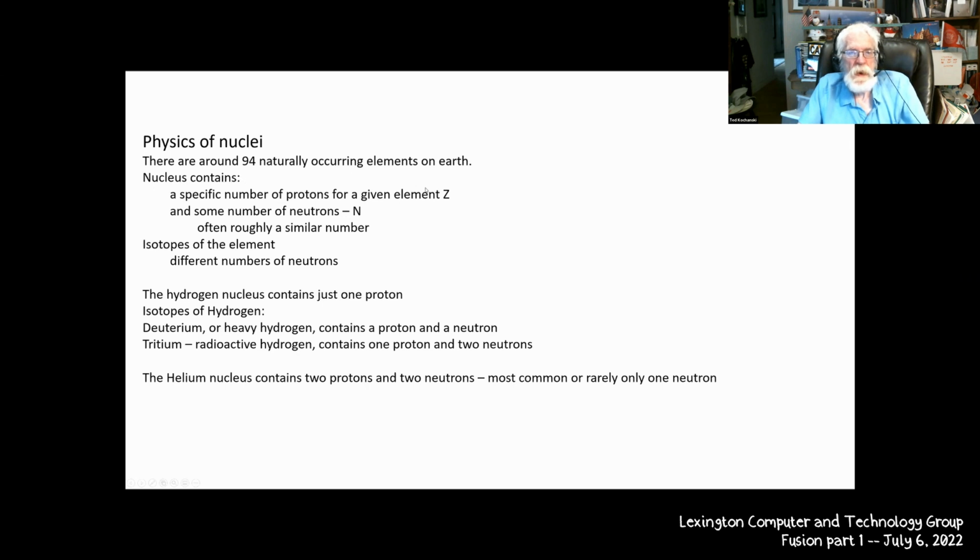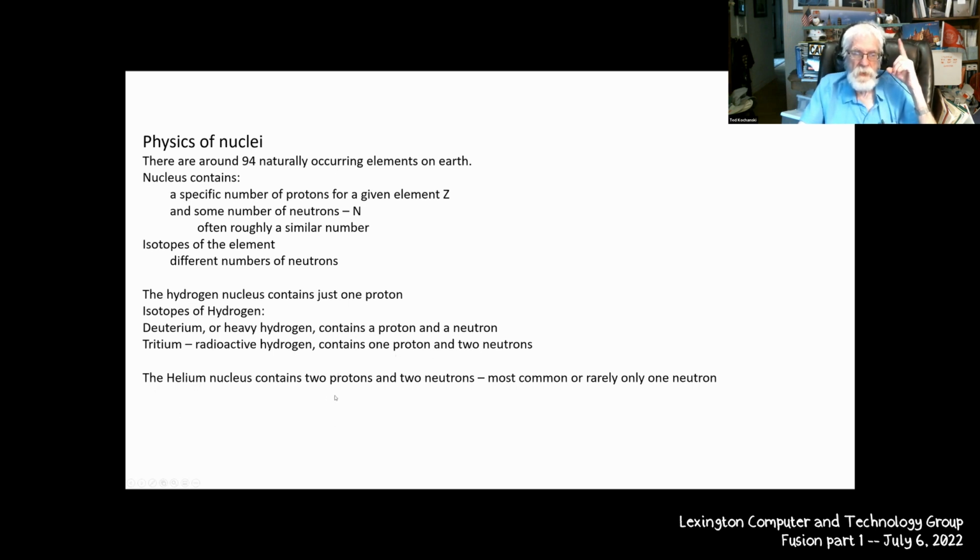So the nucleus contains a number of protons that defines the element. And then you vary the number of neutrons, and that gives you an isotope of it. The hydrogen nucleus has just one proton. These are the other two isotopes of hydrogen. Deuterium, or heavy hydrogen, a proton and a neutron. Tritium, a proton and two neutrons.